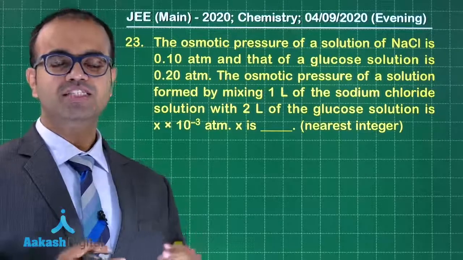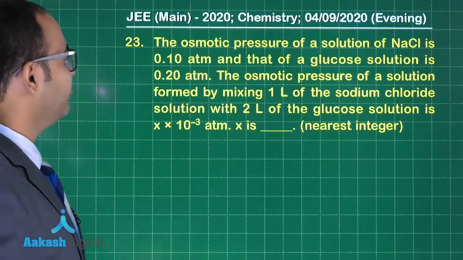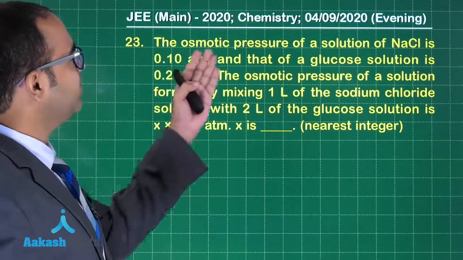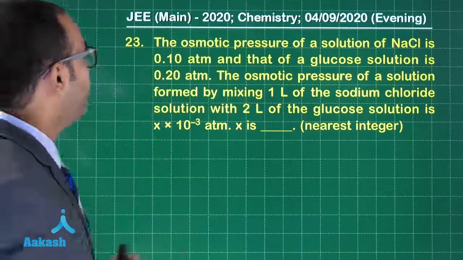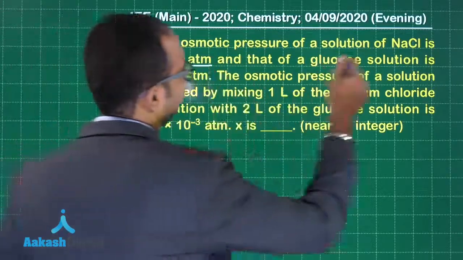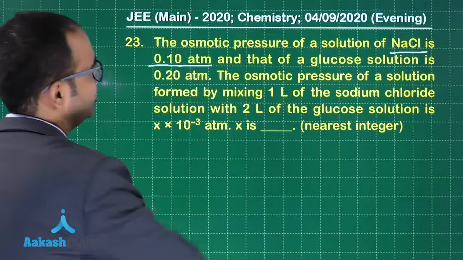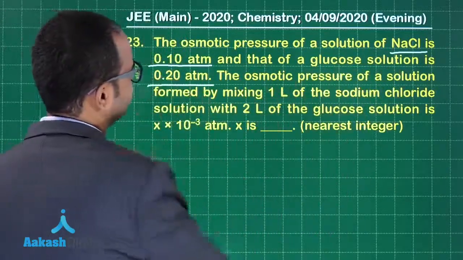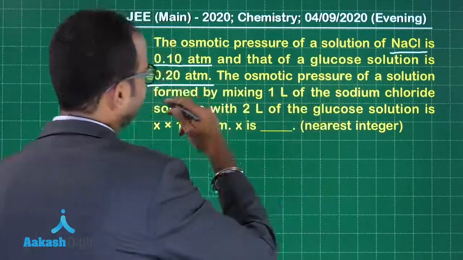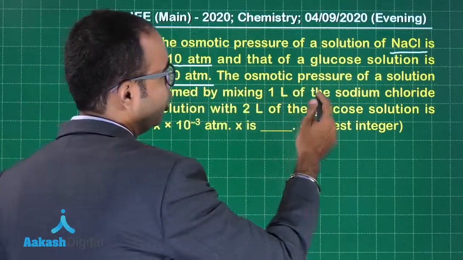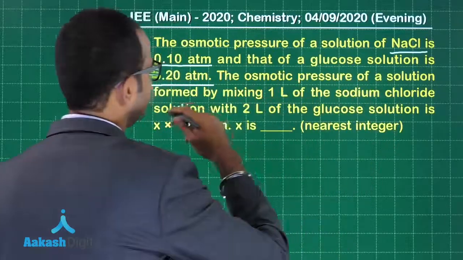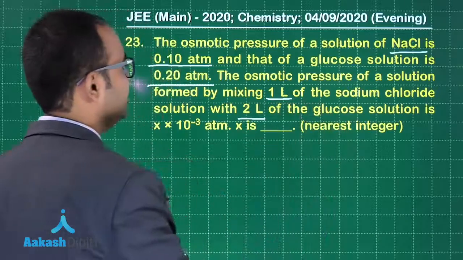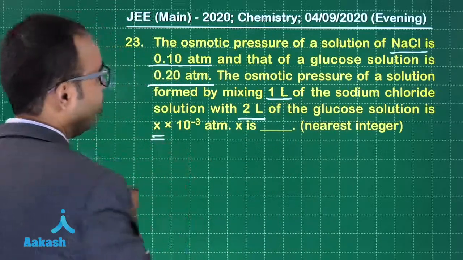Let us solve question number 23, guys. So what do we have? Question from solution and colligative properties. The osmotic pressure of a solution of NaCl is 0.1 atmospheres. We have a NaCl solution. Osmotic pressure is 0.1 atmosphere. And that of a glucose solution is 0.2 atmospheres. The osmotic pressure of a solution formed by mixing 1 liter of the sodium chloride solution with 2 liters of glucose solution is, so we have to find this value of X.